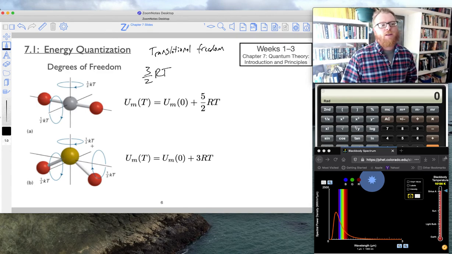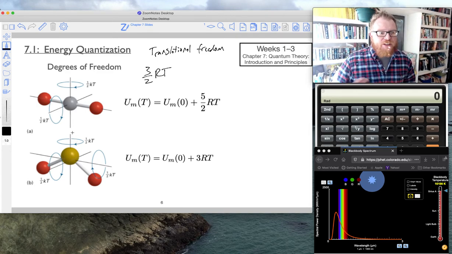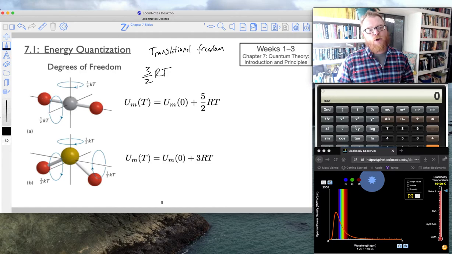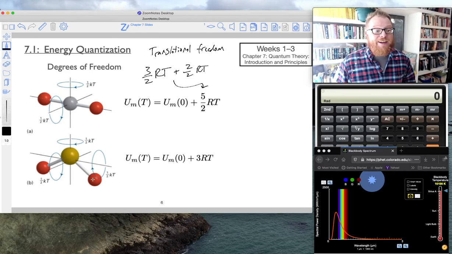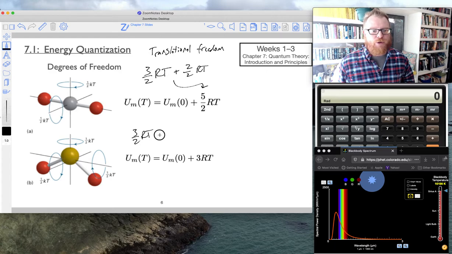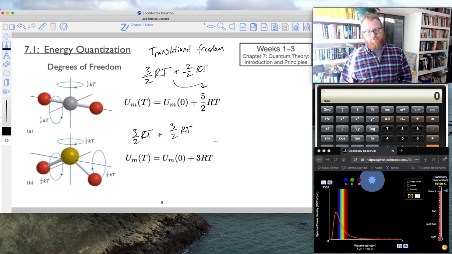But this linear molecule can rotate in 2 unique dimensions, as noted here in this figure. So that's going to give me another 2/2 RT, giving us 5/2 RT for a linear molecule. Recall a nonlinear molecule will have 3 RT, so it has 3/2 RT translational freedom, and there's 1, 2, 3 degrees of rotational freedom, so that's also 3/2 RT.